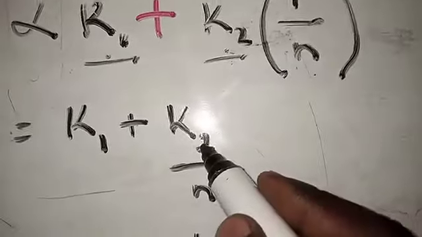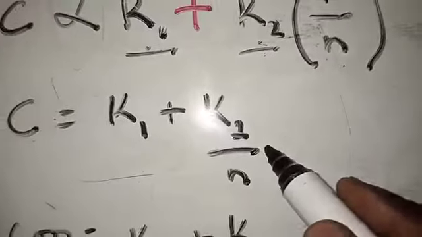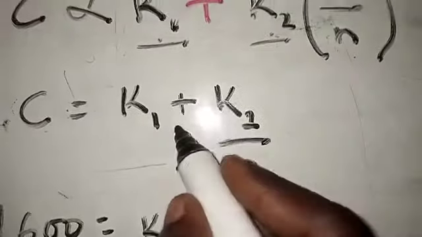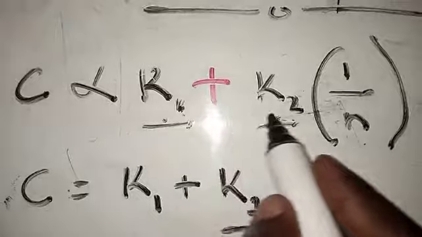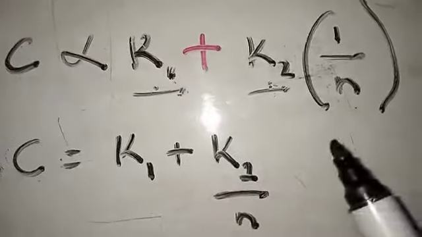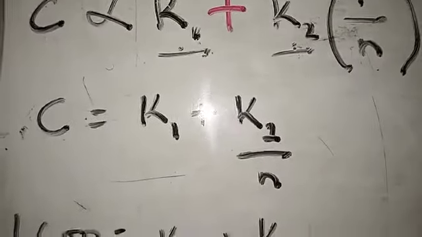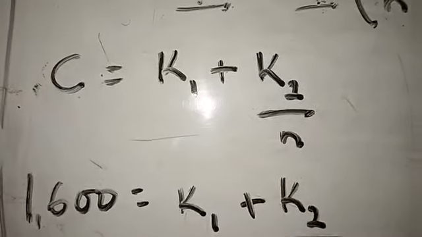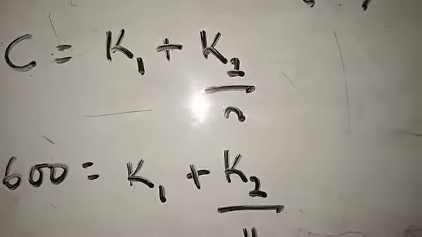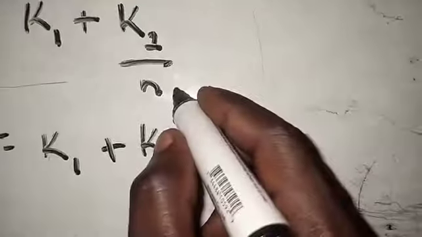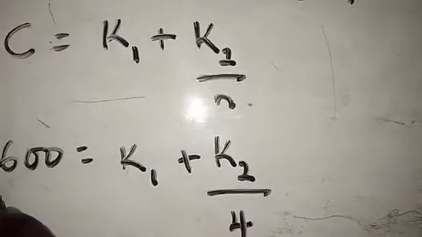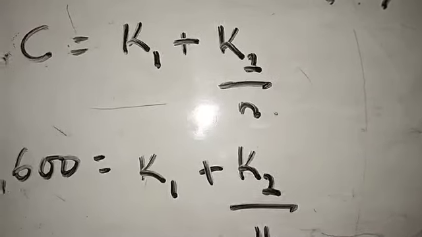This one multiplied by 1, and then we are going to have k2 here. The reason for k1, k2 is just to separate the two different constants. Is that okay? And then you are given that the cost of producing is 1,600, and for how many days? 4 days, right? So the n here is the 4 from the question, and this is the number of days.